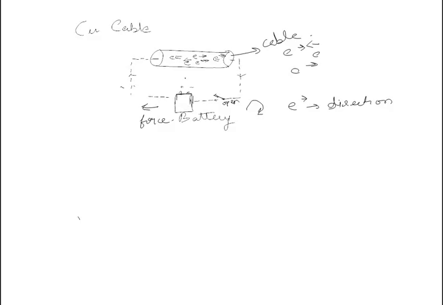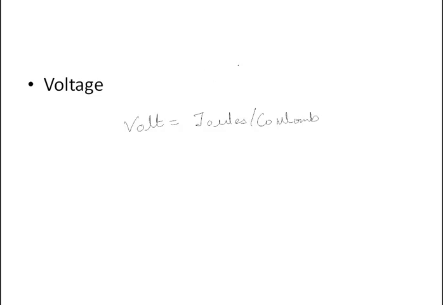Okay, understood? Now we will understand what voltage is. So the best example of voltage is the pressure in a water pipe. Okay, so the more the pressure in the water pipe, the more the flow of water. Similarly, the more the voltage, the more the electrons flow.